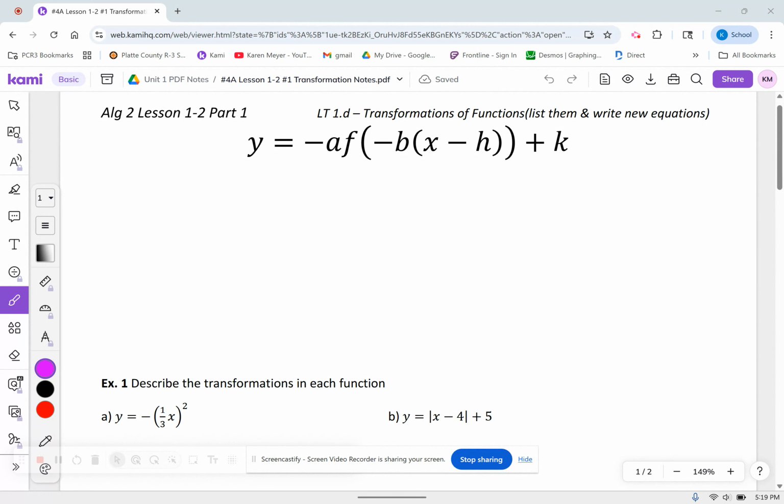The first thing we have to talk about is there could be a positive sign or a negative sign at the very beginning of the equation. If there's a positive, it means nothing for transformations. You don't have to worry about it. But I typed a negative right here, so I'm going to draw a little arrow way over here to the side. And if you see a negative at the very beginning out in front of everything, then that means reflection over the x-axis.